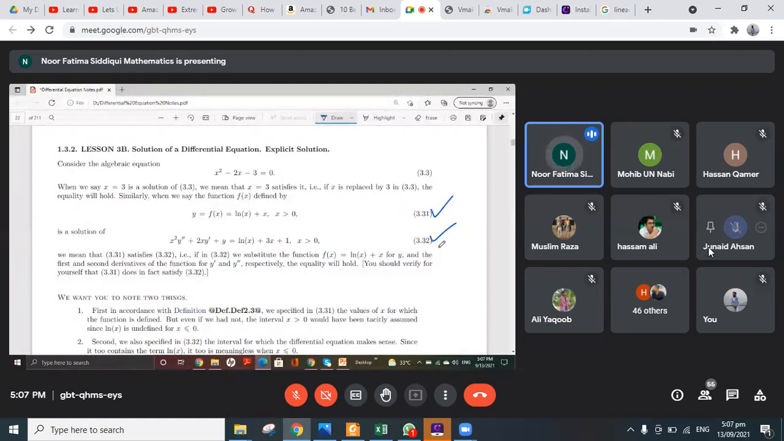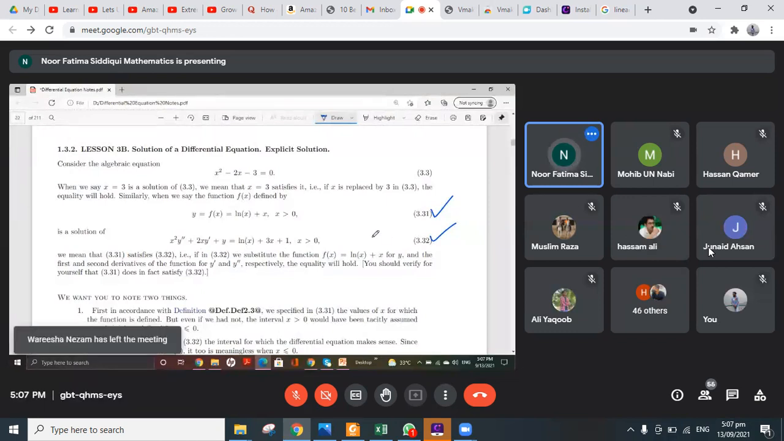How will I substitute? If you observe equation 3.32, the first term is x square y double prime. It means you need the second order derivative of this function. So differentiate this equation 2 times. Second order derivatives will be substituted here, first order derivative will be substituted here, and the function itself will be substituted here. Then simplify the equation. Left hand side should be equal to right hand side, or the equation should become identical. So we say that the given function 3.31 is the solution of 3.32.